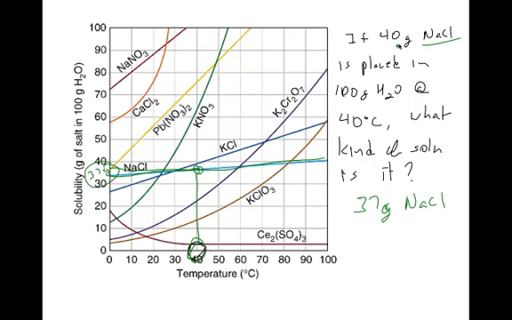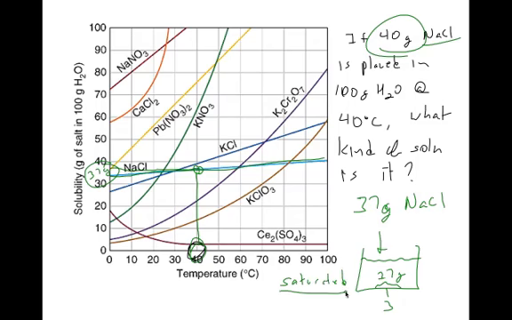How much salt did we throw in that beaker? So if you put 40 grams of salt in this beaker, what would happen? Well, 37 grams would dissolve, and you'd have 3 grams here at the bottom undissolved. So what kind of solution is it? It would be a saturated solution. And so I may ask you questions like that as well. Just what is the solubility, or what is the solution as a result of these temperatures? So those are a couple kinds of questions that you may see with those.